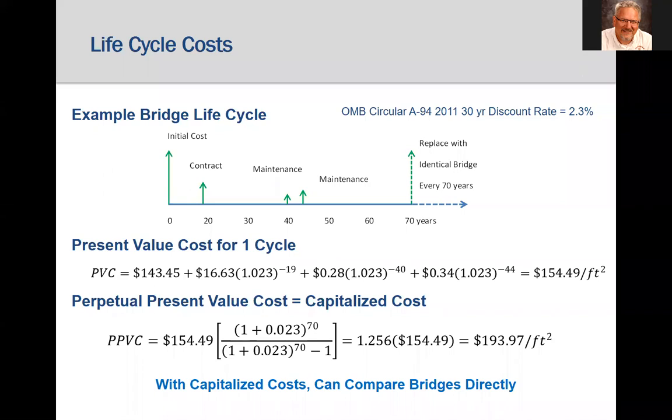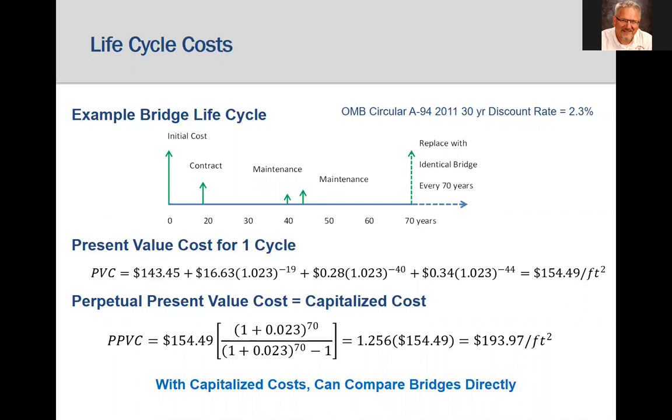However, we cannot compare the present value cost of a bridge that lasts 70 years to a bridge that lasts only 40 years because the outcomes are not equal. A way to compare different life cycle bridges is to use perpetual present value costs, also called capitalized costs, by assuming that the bridge is replaced after each cycle in perpetuity. For this bridge, the capitalized cost is $194 per square foot, or just shy of that. What that means is that if that amount was put away today, it could pay for the first cycle bridge and replacement of that bridge every 70 years forever.